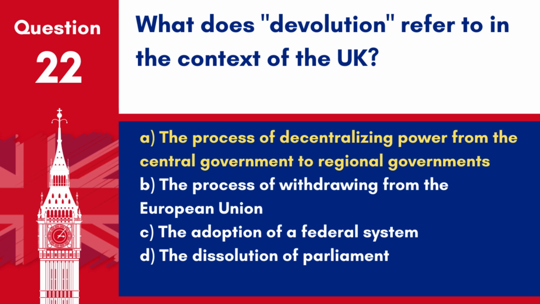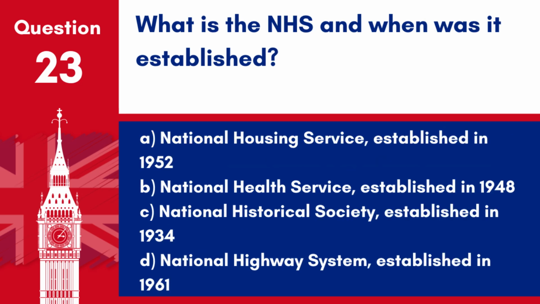Answer A. The process of decentralising power from the central government to regional governments. Devolution in the UK refers to the statutory granting of powers from the Parliament of the United Kingdom to the Scottish Parliament, the Welsh Assembly, and the Northern Ireland Assembly. Question 23. What is the NHS and when was it established?